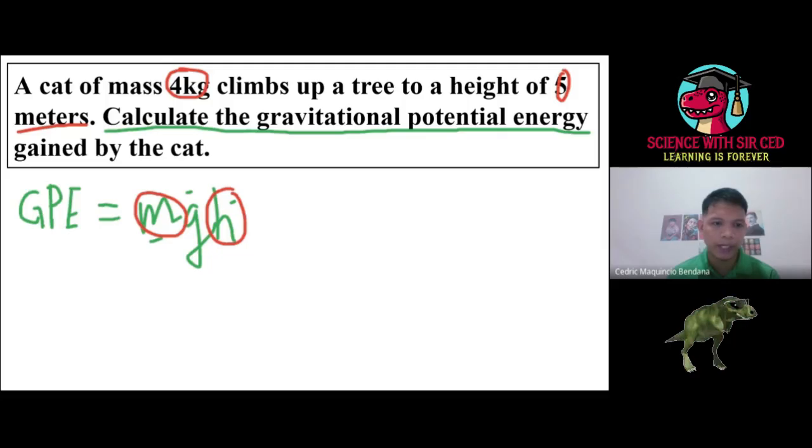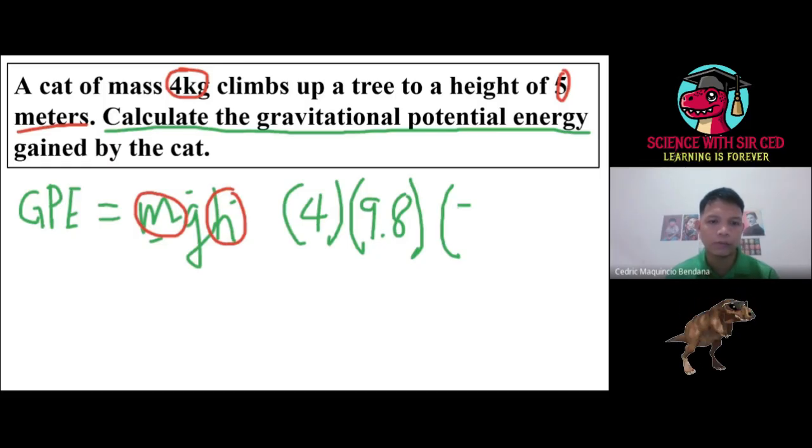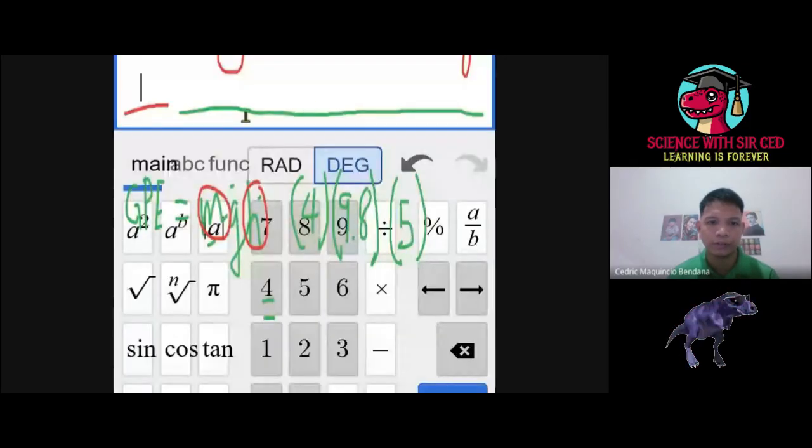So if everything is present, let's substitute the variables into our formula. Mass is 4. Let's multiply it with gravity, 9.8 meters per second squared. And then we have 5 meters for the height. If you're going to use your calculator, what would be the result? 4 times 9.8 times 5. I have my calculator here, and I'm going to share it to you.